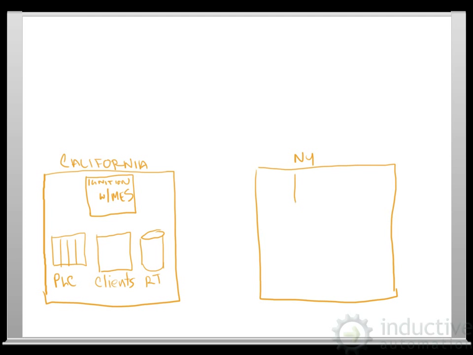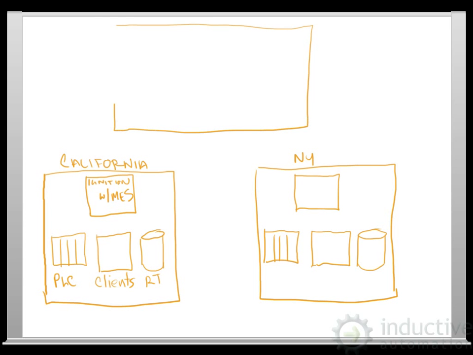And I'm going to keep it simple here and not write all the labels, but we have the same thing over in New York. PLCs, clients, and our runtime database. So this can be totally self-sufficient. It doesn't rely on a WAN to operate. This is the same thing.